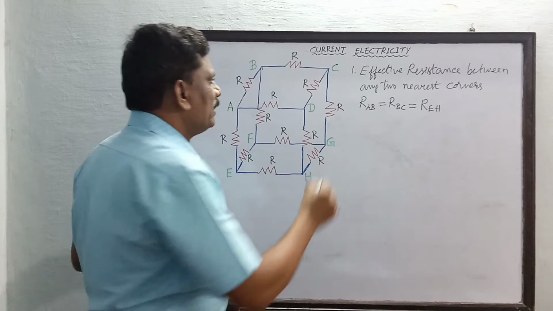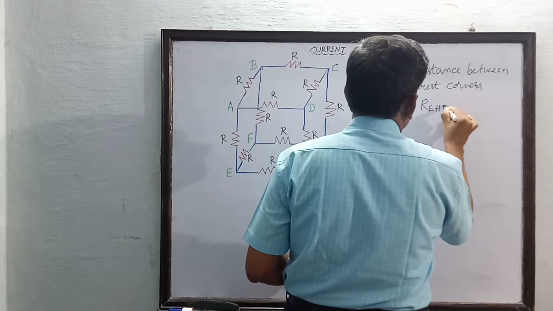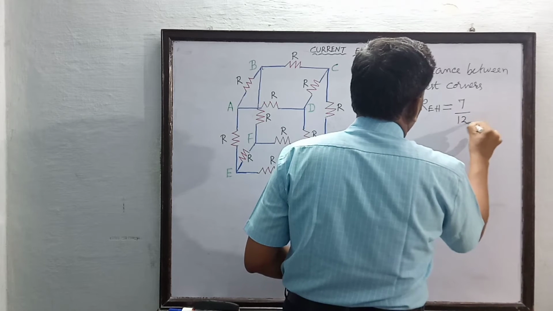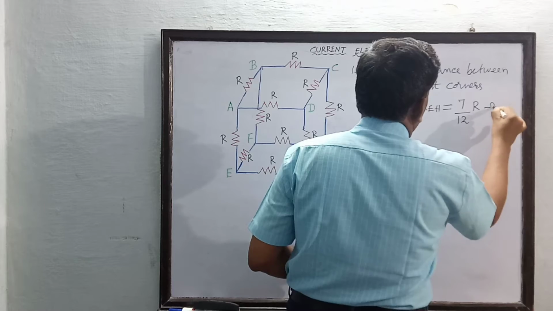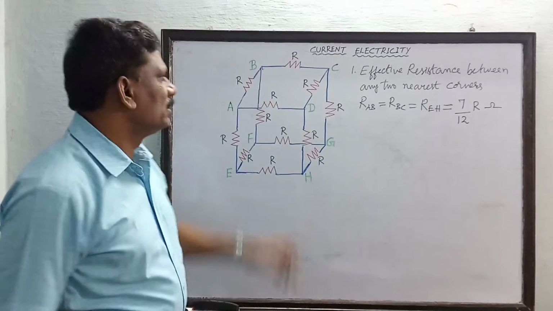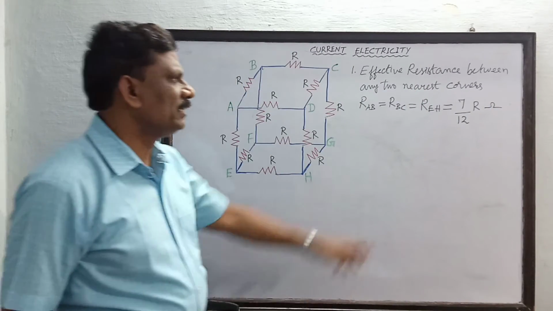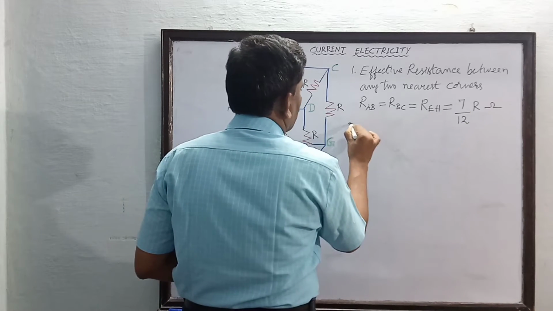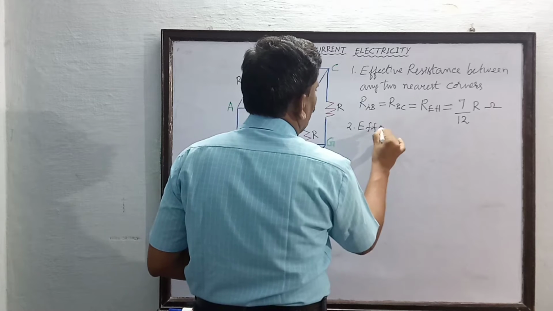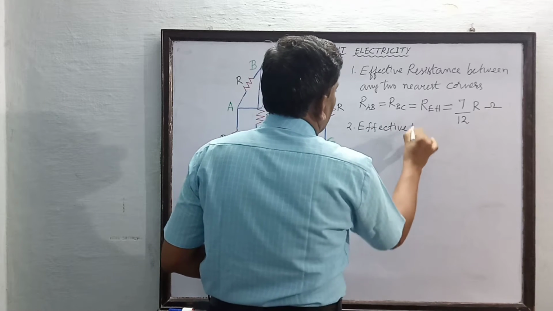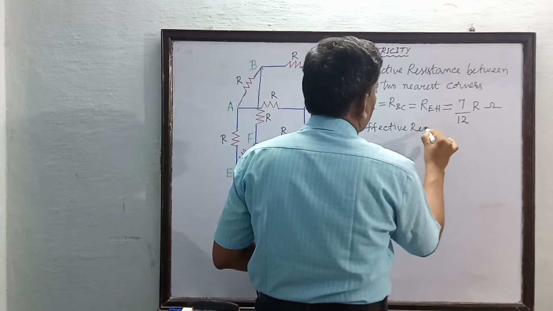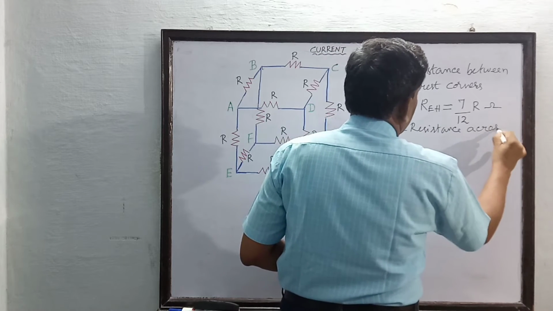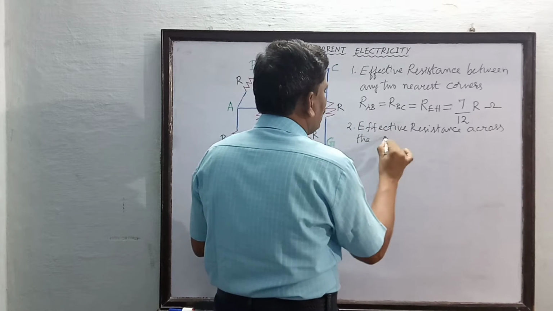So this effective resistance is found to be 7 by 12 into R ohm. 7 by 12 into the value of R. Okay, that is the point you have to remember. The second one is the effective resistance across the surface diagonal.